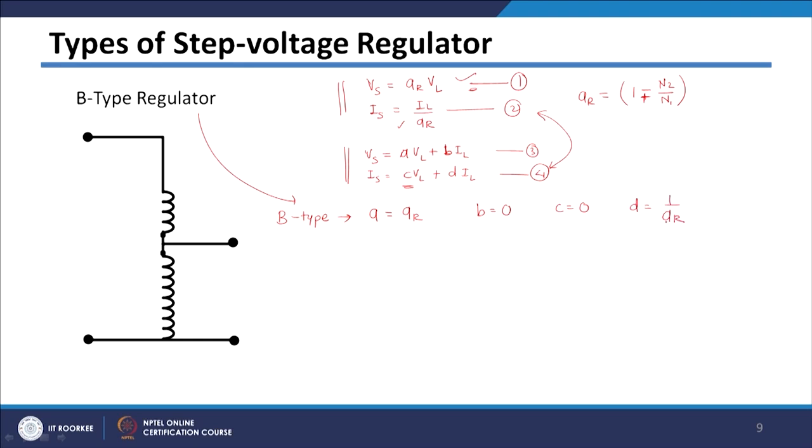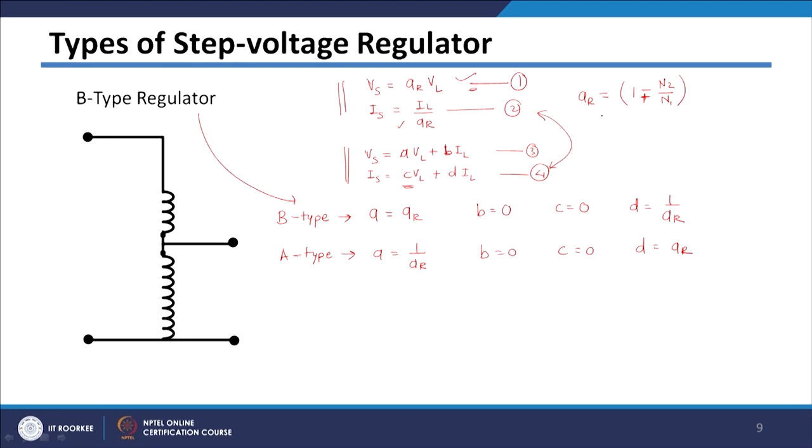Similar analysis if you do for A type of regulator, you will get just the opposite, because we know that both types are oppositely connected. So for the A type regulator, your A parameter will be 1 by AR, B will be 0, C will be 0, and D will be AR, because they are both oppositely connected.